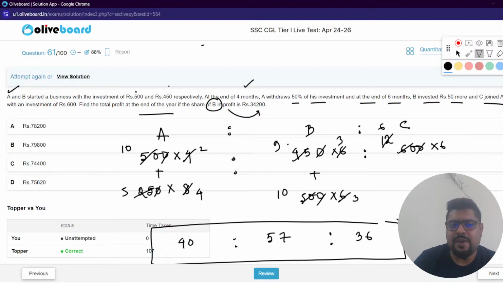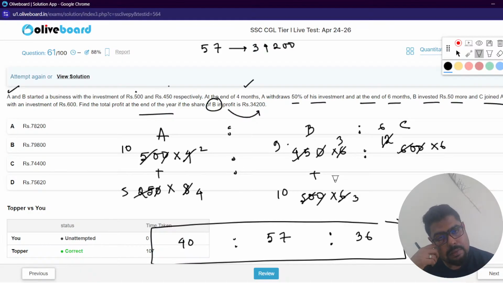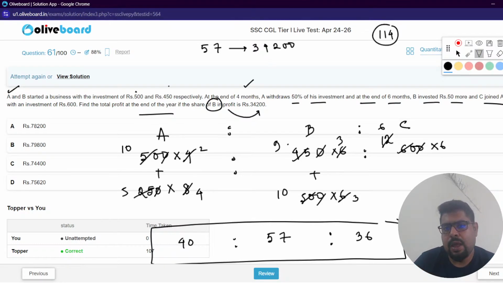Now, find the profit if B is giving you this. So 57 parts' value is 34,200. 57 twos are 114. 114 into 3 is this, sir, into 6 times. 6 times double zero, 600. One part is 600. Then they are asking for the total profit. Total profit is how much?